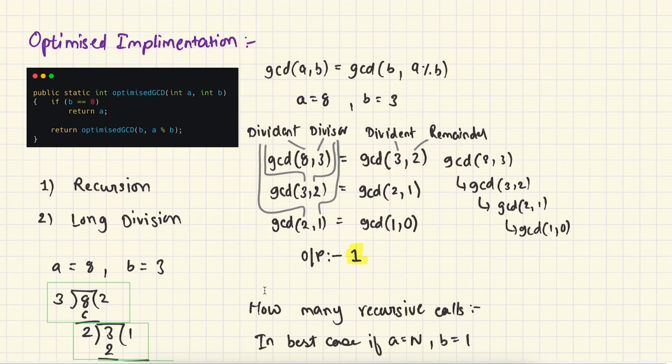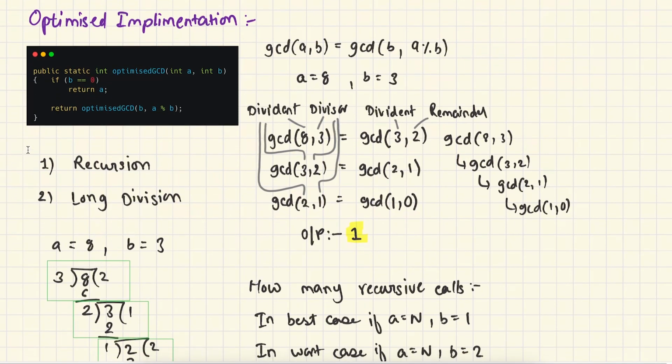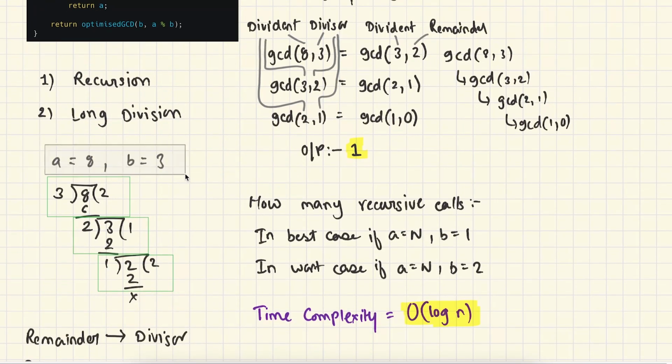Moving on, we even have one optimized solution of this problem, and that is where we are going to use recursion. In this code we are using recursion, and this code is based on the long division method. Let's see with an example. Let's say we have 8 and 3 and we have to find the GCD of 8 and 3. We divide 8 by 3, and the remainder is 2.